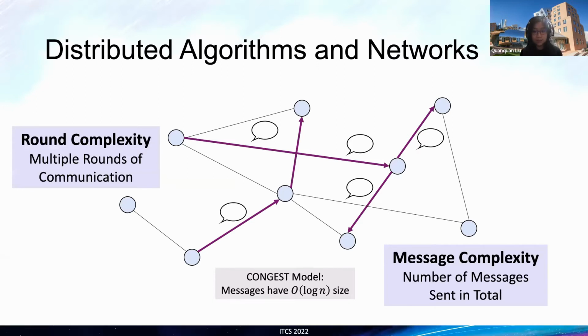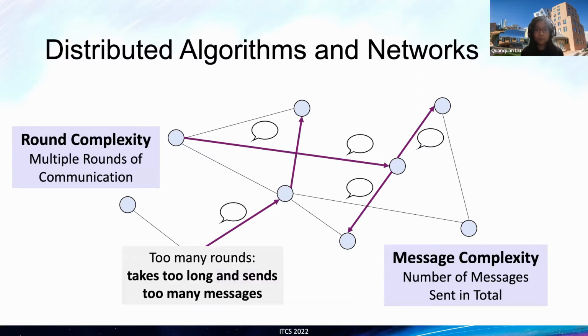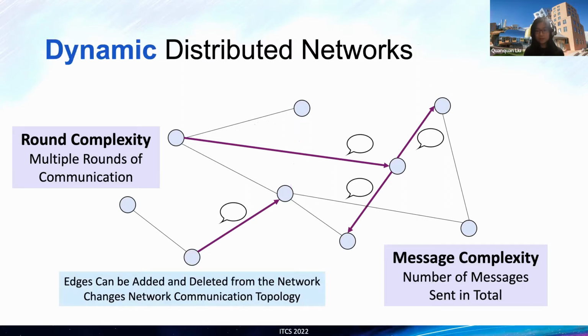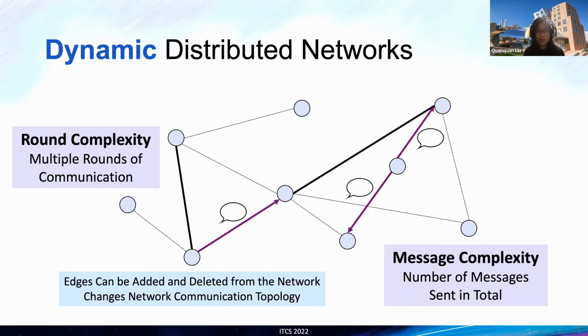Another complexity measure we care about is the round complexity, which is defined as the number of rounds the algorithm uses. One problem with having too many rounds is that it takes too long for the algorithm to compute a solution. And it can also result in the algorithm sending too many messages. Distributed networks can also be dynamic, where edges are added and deleted from the network. Such dynamic changes also change the communication topology of the network.